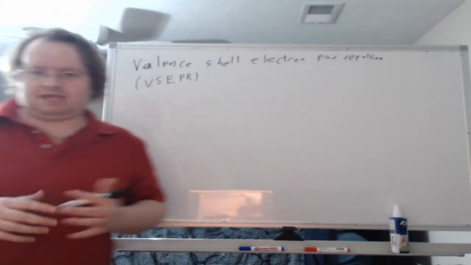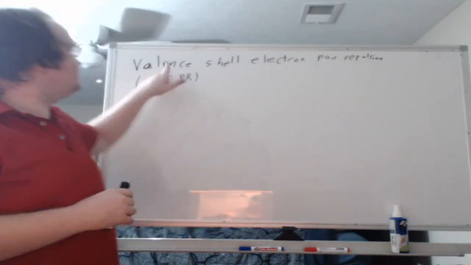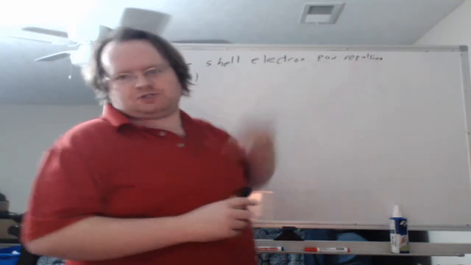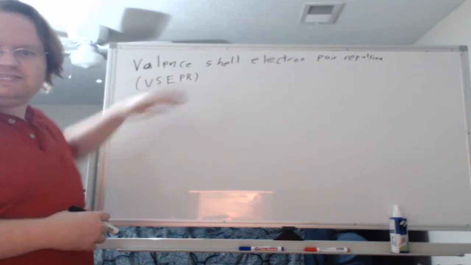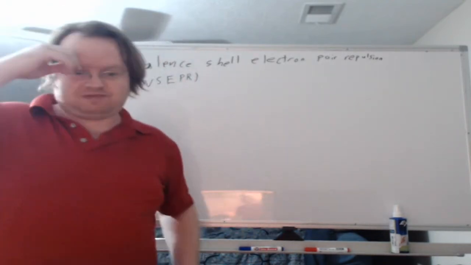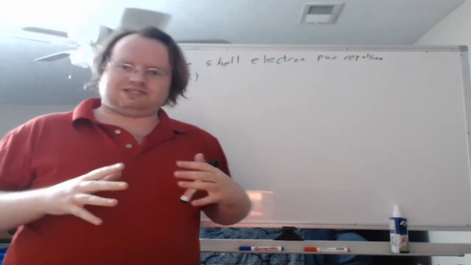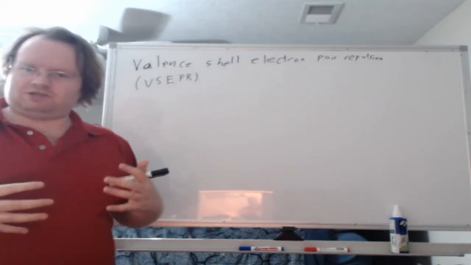To start off today, we're going to talk about something called valence shell electron pair repulsion. If you want to Google it, the term is VSEPR. You'll hear this term a number of times throughout the semester. What this represents is what shape our molecules are going to take.